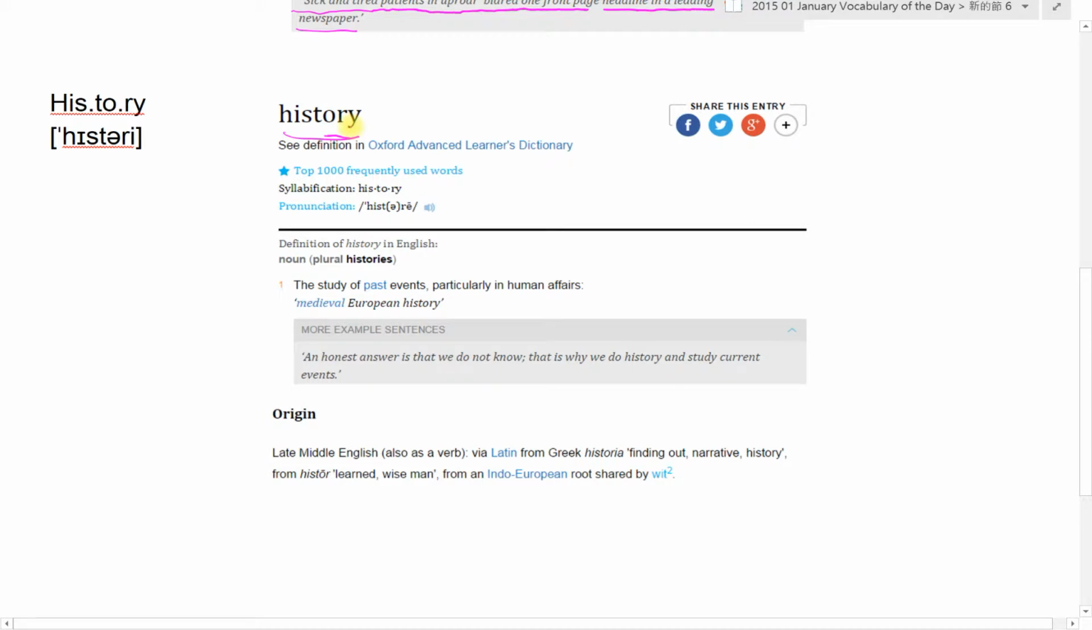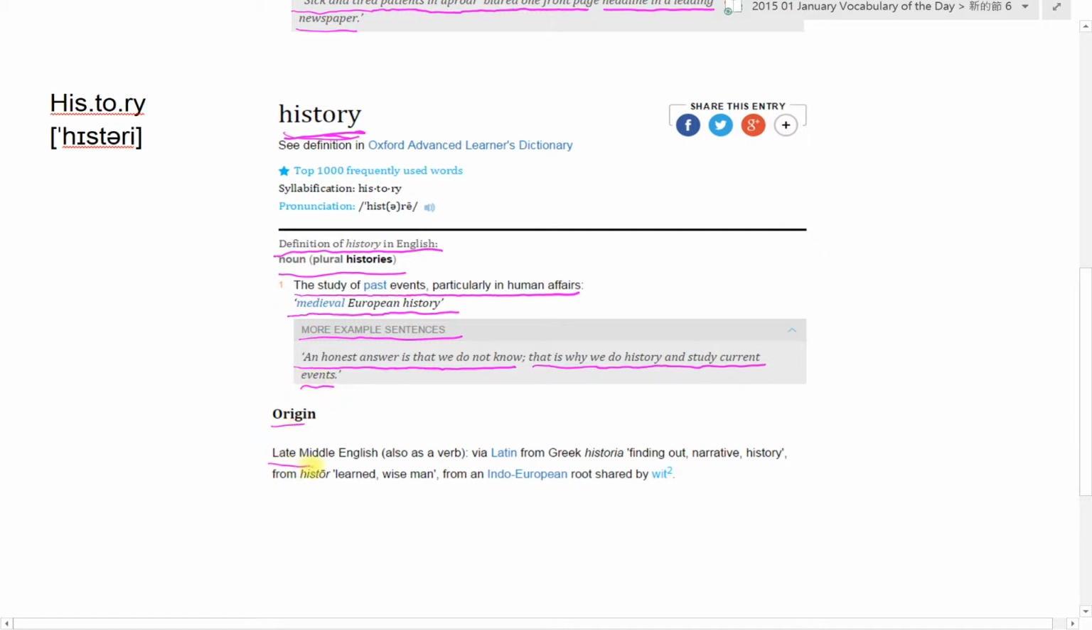Now I will repeat the pronunciation and definition part for the second vocabulary word. Let's follow me, read along. History. Definition of history in English. Noun, plural, histories. The study of past events, particularly in human affairs. Medieval European history. More example sentences. An honest answer is that we do not know. That is why we do history and study current events.